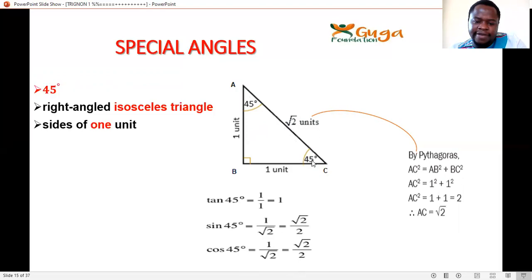And then sin 45 will be opposite over hypotenuse, which is 1 over root 2. And then to rationalize, you multiply the denominator and the numerator by root 2, which will give you root 2 over 2. And then for cos 45 here, you've got adjacent, which is 1, over hypotenuse, which is root 2. And then 1 over root 2, and then you rationalize, which will give you root 2 over 2.